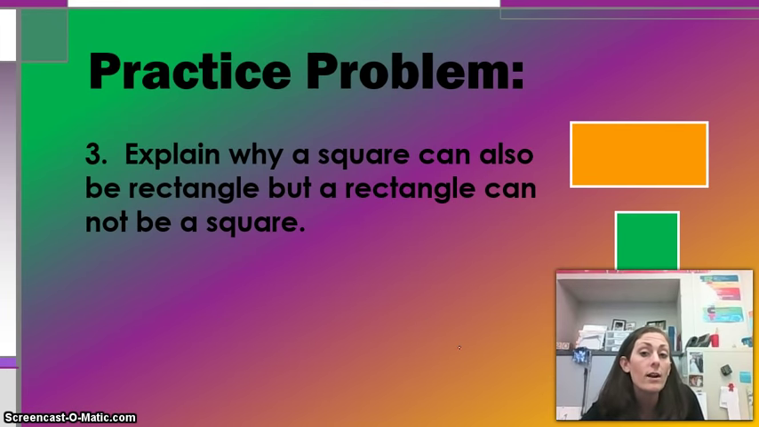Explain why a square can also be a rectangle, but a rectangle cannot be a square. I mentioned that to you earlier when we were looking at the example page, the hierarchy of quadrilaterals. So if you don't remember, you can go back to that. Go ahead and push pause and push play when you're ready.